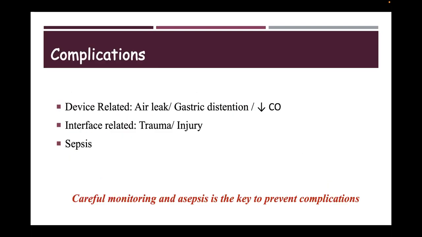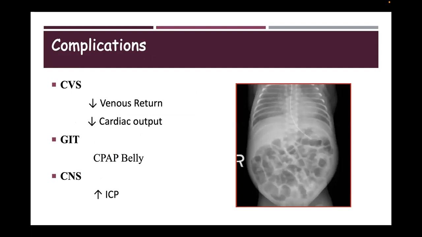Now, the complications with CPAP are usually related to the interface; nasal injury is the most common. Then, all babies who receive oxygen, whether it is CPAP or any other mode, should have an OG tube in place so that whatever gas is going to the stomach is vented off. Otherwise, it causes abdominal distension, which is also known as CPAP belly. Then, if we give high pressures, as already discussed, there can be increased intrathoracic pressure leading to decreased cardiac output.